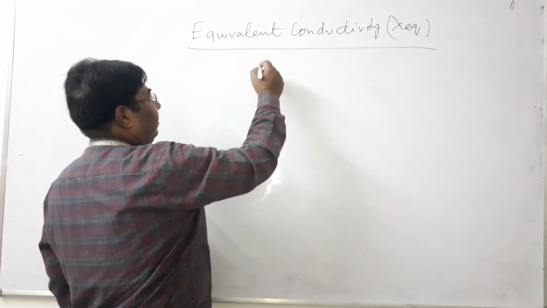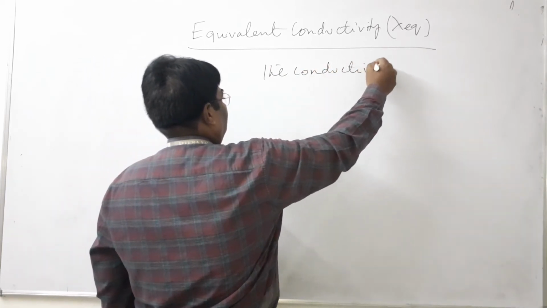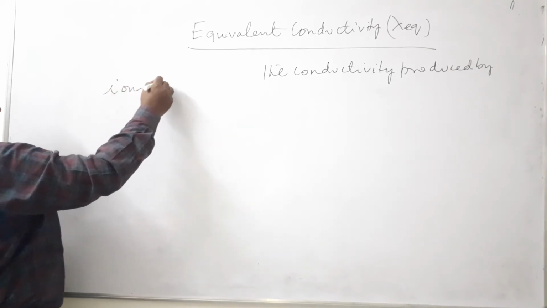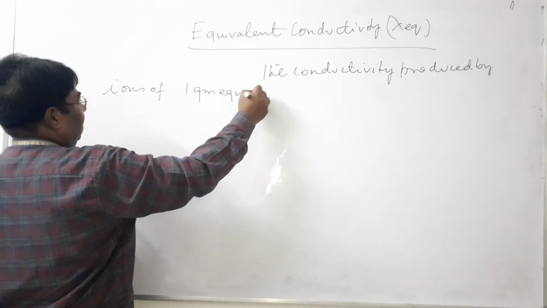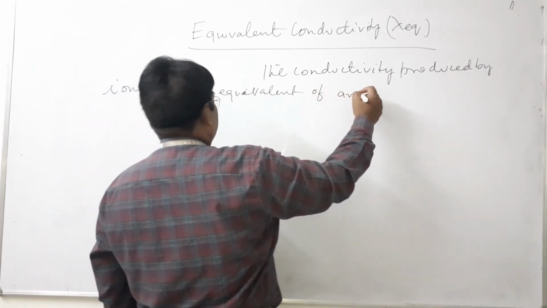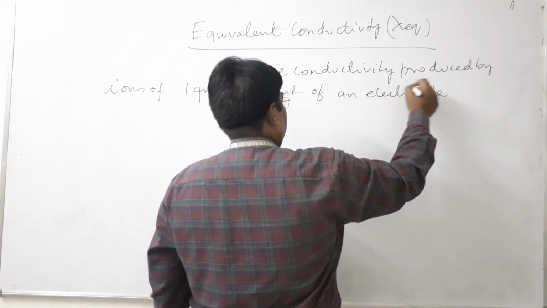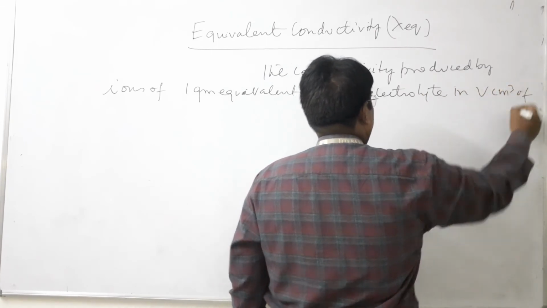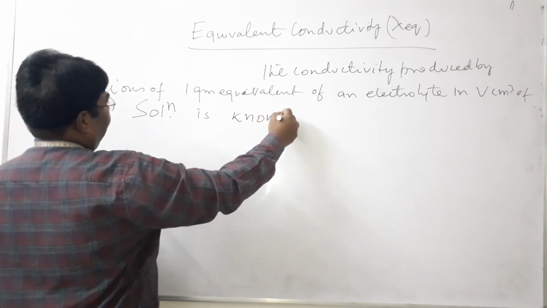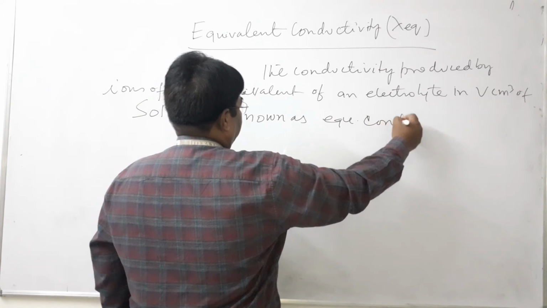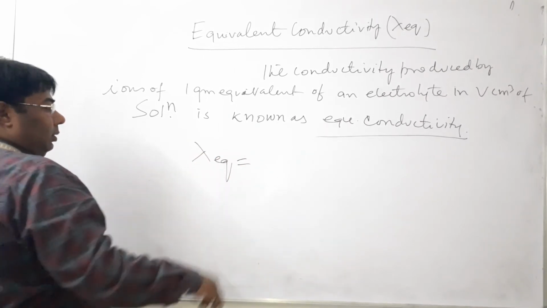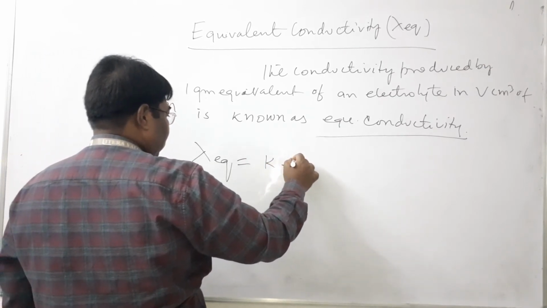Now equivalent conductivity. The conductivity produced by the ions of 1 gram equivalent of an electrolyte in V centimeter cube of solution is known as equivalent conductivity. Lambda EQ is equal to K into V.